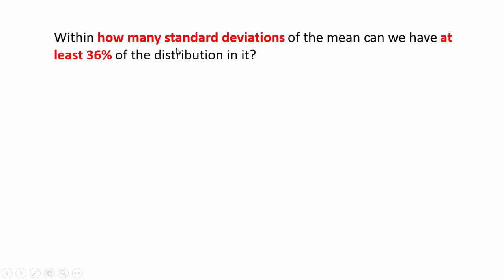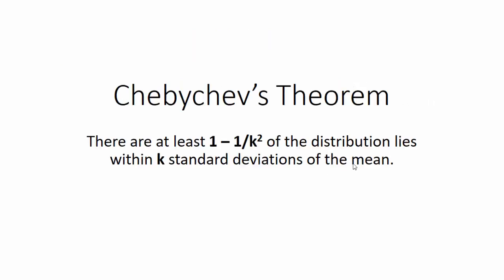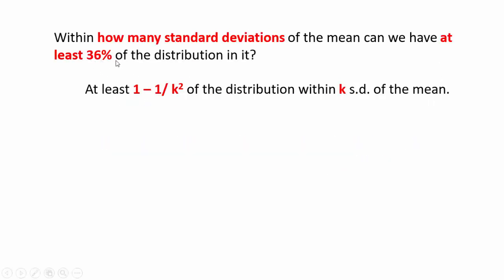Suppose you want to find out within how many standard deviations of the mean we can have at least 36% of the distribution. Chebyshev's theorem says at least 1 minus 1 over k squared of the distribution lies within k standard deviations of the mean. All right. So here the 36% will be the 1 minus 1 over k squared. Now if I solve this equation for k, first of all, I will subtract 1 from both sides and multiply by -1 on both sides, right?